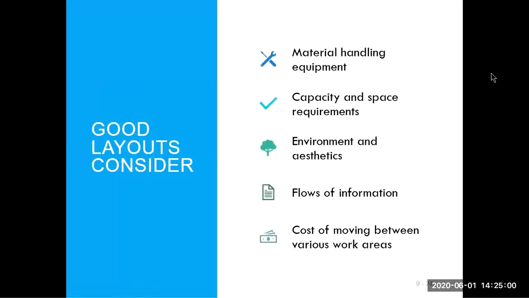So for a good layout, when you want to design one, the organization or manager has to consider these five requirements. First, the material handling equipment. Managers must decide about the equipment that needs to be used, including whether they need conveyors, cranes, or automated storage and retrieval. So how they want to handle the materials, they have to consider when they decide on the layout.